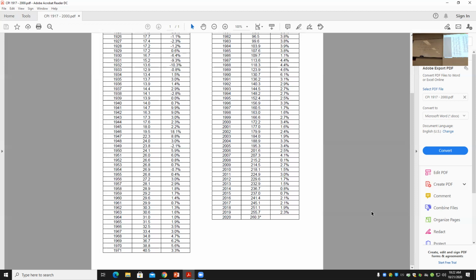Does anybody need a copy of this? Sure. Calculating real variables worksheet. I don't think you gave us that one yet. Oh, did I not give you this one? You gave us the calculating CPI one. Right, I'll write this one down somewhere. That's right.